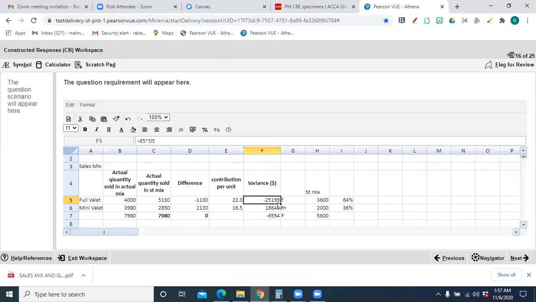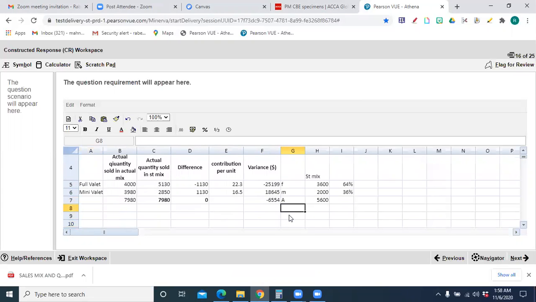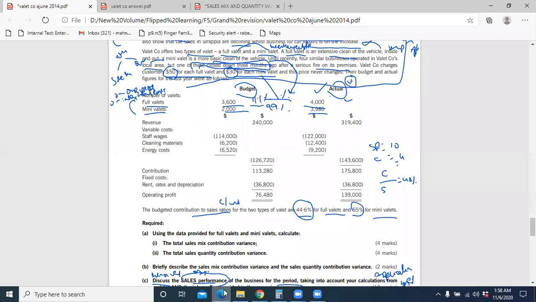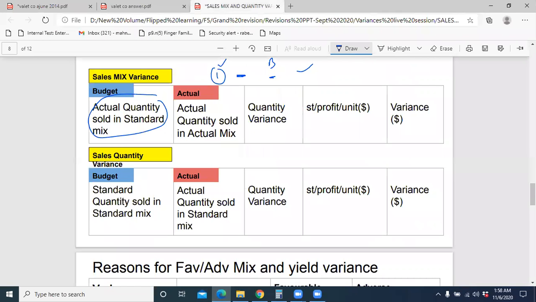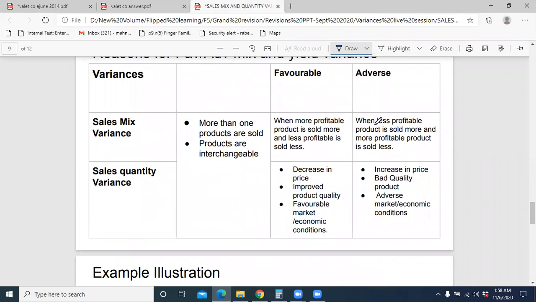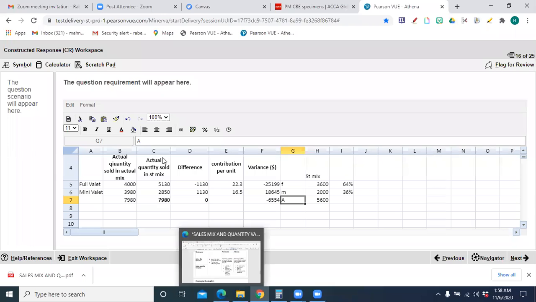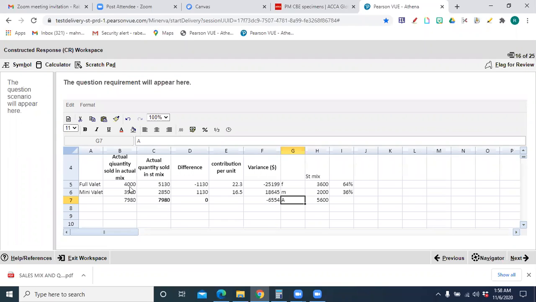So this is the reduction in the profit, and this is the increase in the profit, but overall you're losing profit. Why is the overall variance adverse? Basically, because here you're losing profit. I told you when sales mix variance is adverse. Sales mix variance is adverse when the least profitable product is sold more and the more profitable product is sold less. That's exactly what happened here. That more profitable product was this. It has more contribution, but the less profitable product is actually sold more.